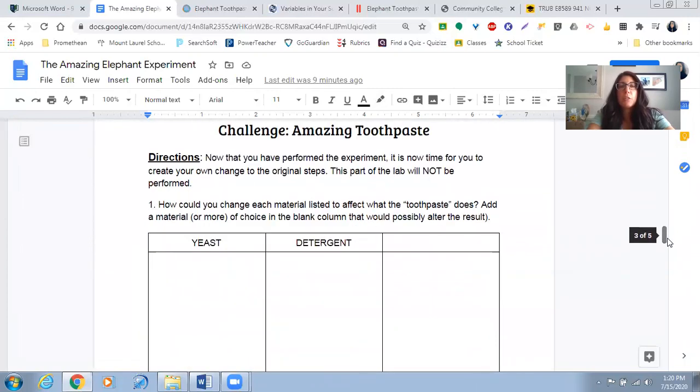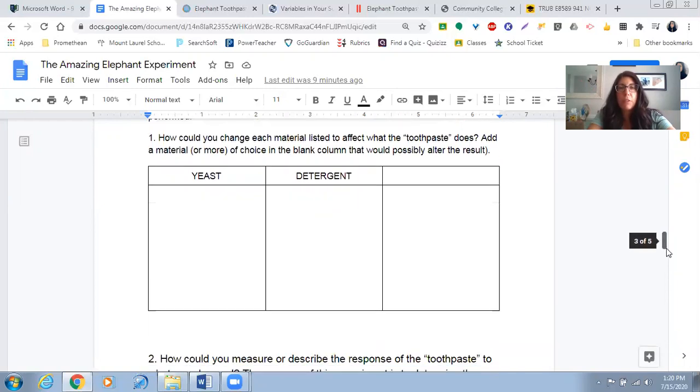Then when you continue, there's another component to the lab. I don't want you actually performing this part of the challenge. This is just a chance for you to add another component to the original experiment. I want you to be creative. Think about another type of substance you could add and see if maybe there's going to be a different type of reaction. So that's what I would like you to do on this page. You can read through that.